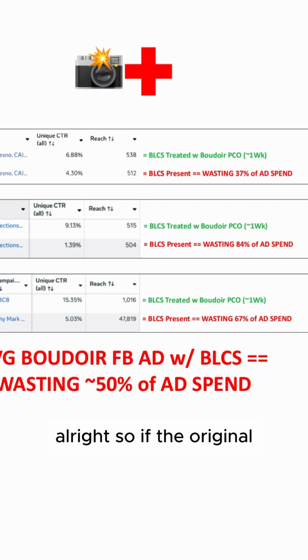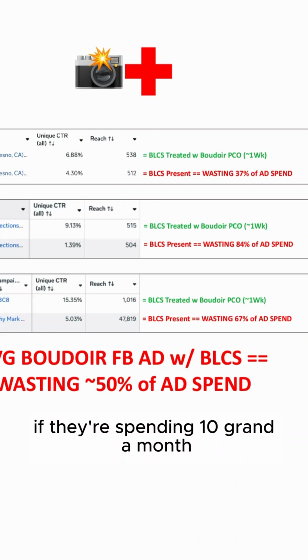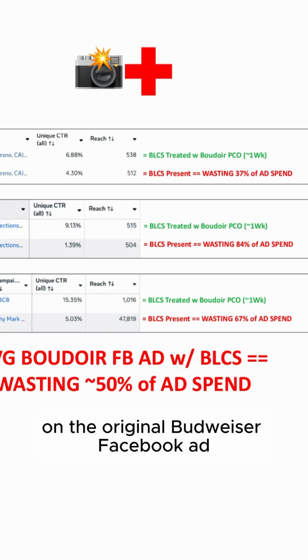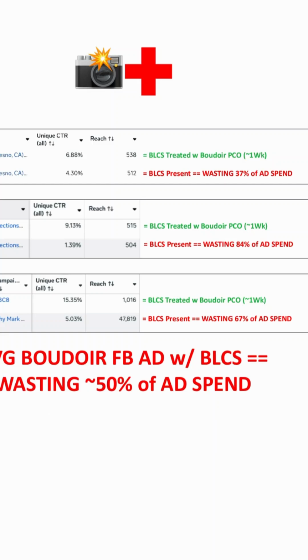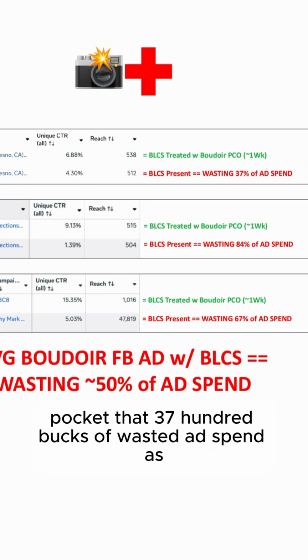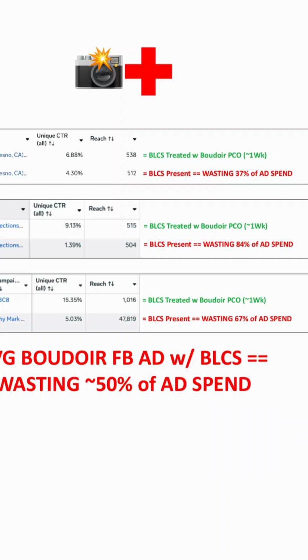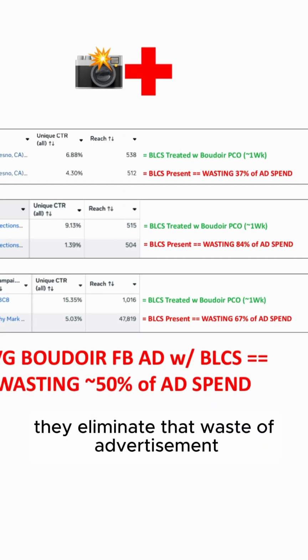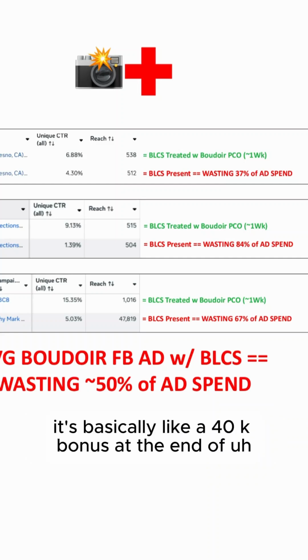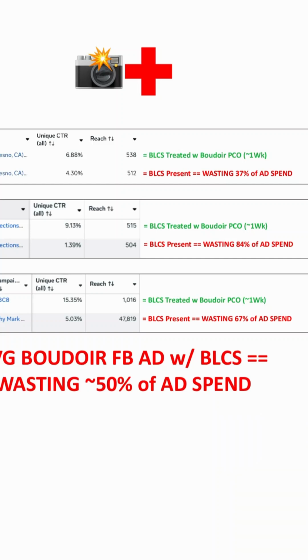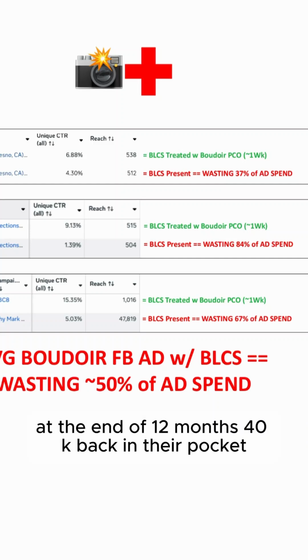All right, so if they're spending 10 grand a month on the original boudoir Facebook ad, now they only need to spend $6,300 a month on the boudoir Pico treated Facebook ad. So they can pocket that $3,700 of wasted ad spend, keep it in their pocket. They eliminate that wasted ad spend, keep it as kind of a phantom bonus. It's basically like a 40K bonus at the end of 12 months, 40K back in their pocket.